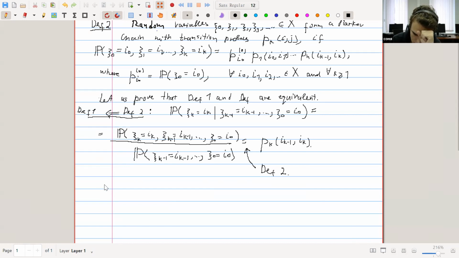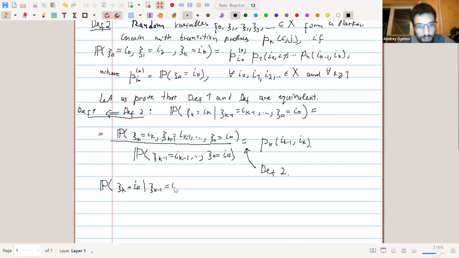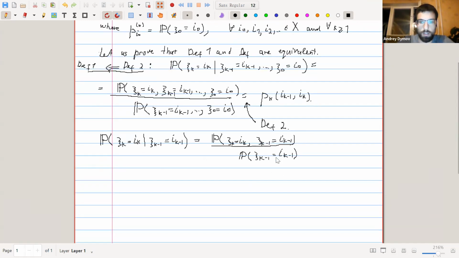So similarly, we consider the following conditional probability: the probability that at the moment of time k we are at the position i_k, conditioning on the event that at the moment of time k minus one, we are at the position i_{k-1}, right? We also write this conditional probability by definition. At the moment of time k, we are in i_k. At the moment of time k minus one, we are at i_{k-1}. And we should divide by the probability of this condition, that at the moment of time k minus one, we are at the position i_{k-1}.